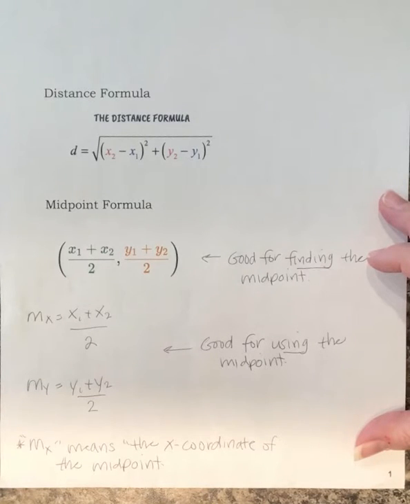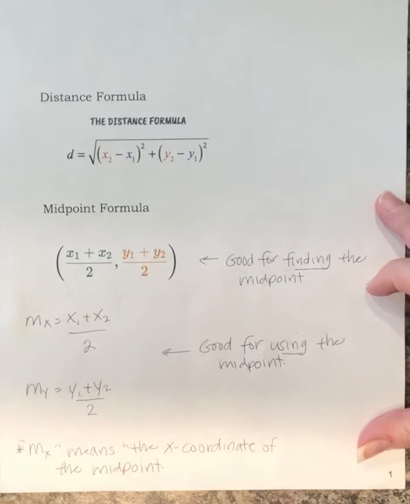Sometimes you might be given an endpoint and a midpoint. You have to find another endpoint. This setup usually works a little bit better. And this mx, or also my, means the x-coordinate of the midpoint. Because this is actually the formula, it's just a matter of where you're going to substitute in. And that example will come up on the next page.